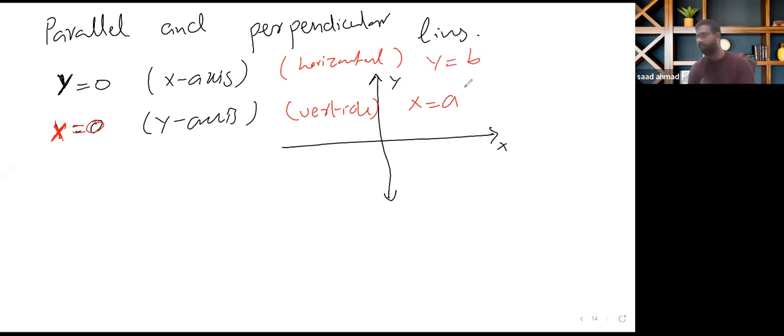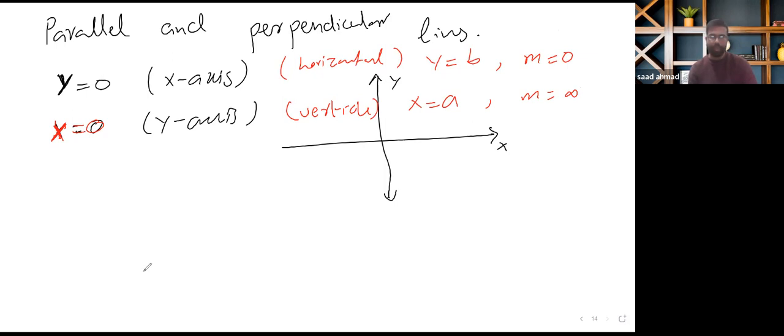If we have y equals b, then it's a horizontal line. The horizontal line has slope 0. For vertical lines, the slope is undefined or infinite. Okay, so now we are talking about parallel and perpendicular lines.